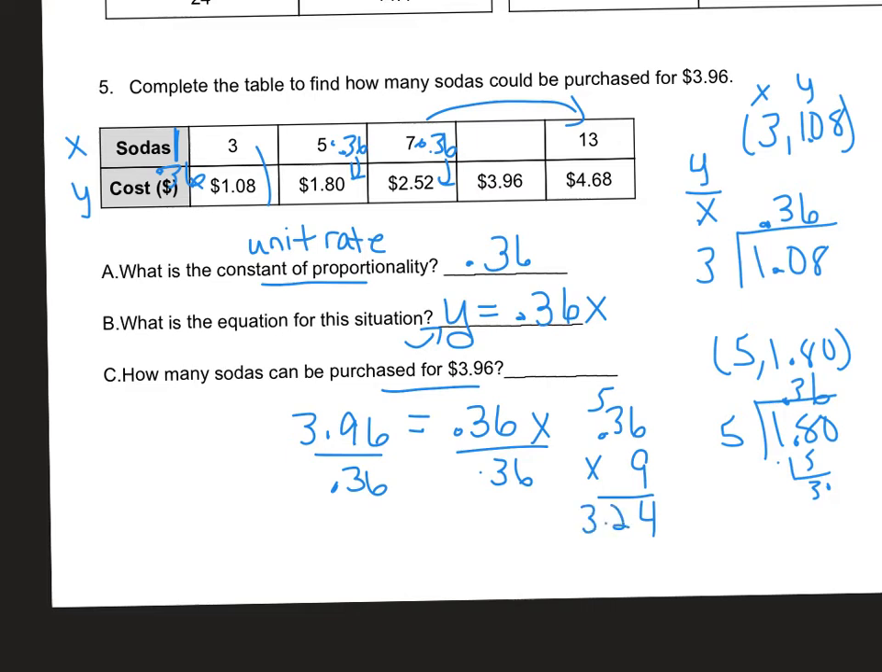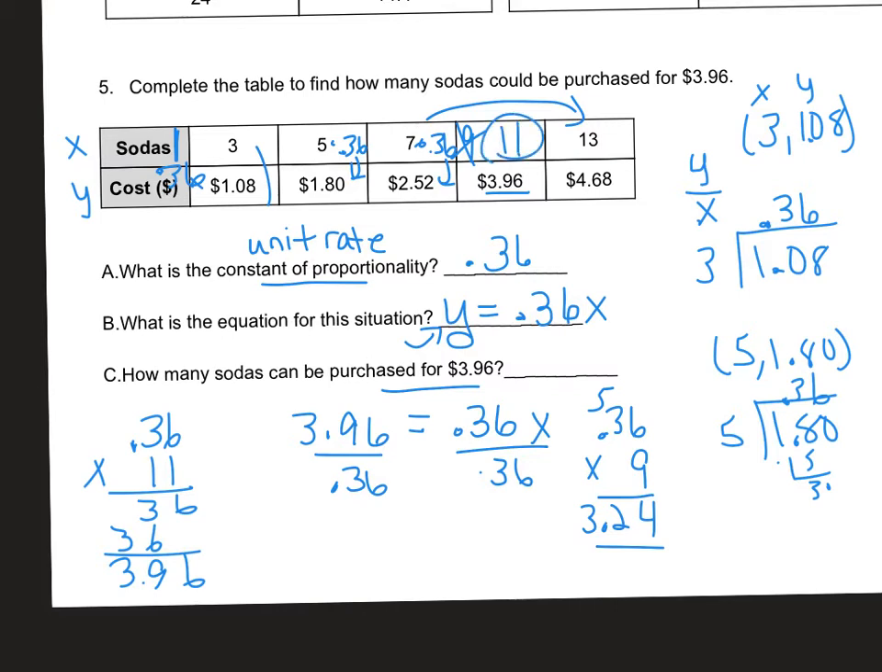That's $3.24. Well, that's short. All right, well, it can't be 9 sodas because that's $3.96. So now let me try 11 sodas. So I can also do that. And when I do this, I realize that I have my answer, $3.96.